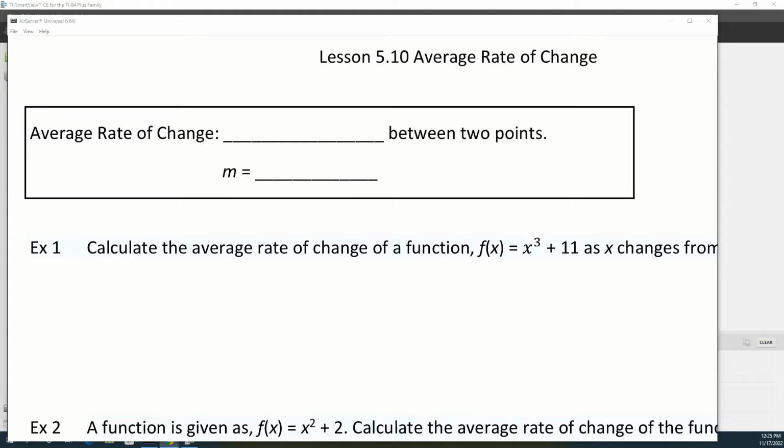All right, so the average rate of change is just another way to tell you to find the slope between 2 points. So in Algebra 1, slope is something that you spent a lot of time learning. And so you learned a formula to find the slope between 2 points. And it was a fraction, and you do something on the top and something on the bottom. Do you guys remember that slope formula?